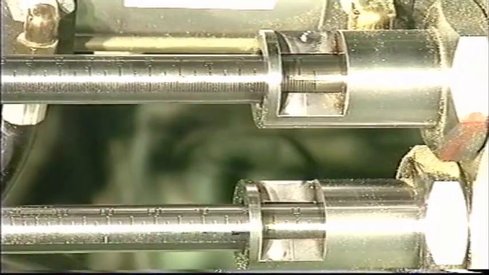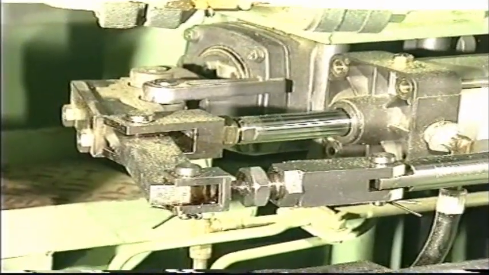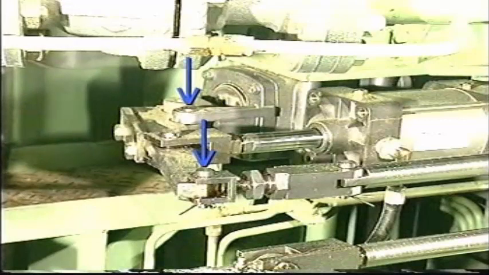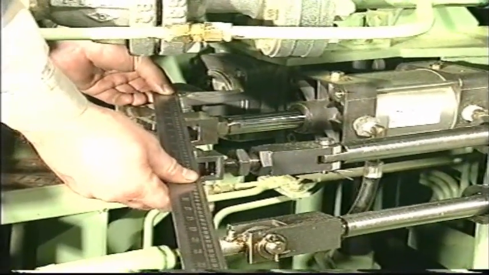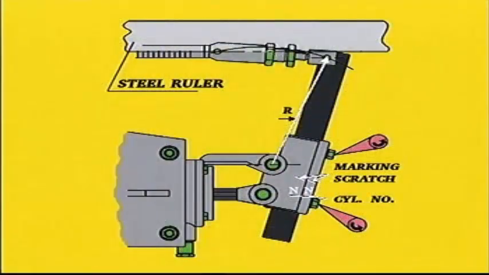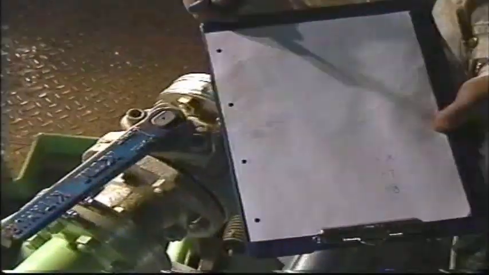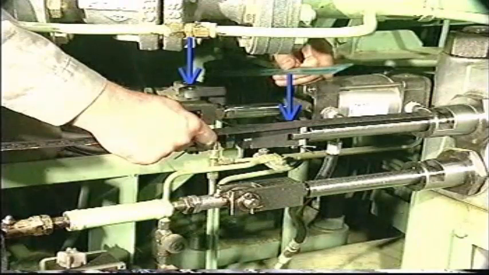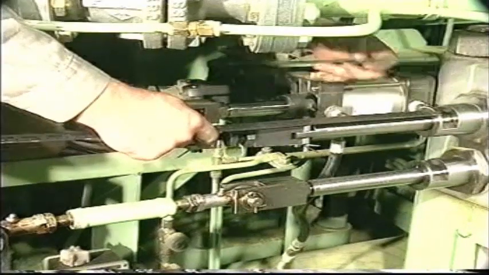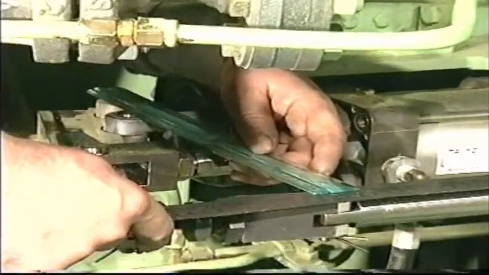Make sure that the VIT index is set at 0. Measure distance R between the two pivoting points. Note down the result. Measure distance L between the pivoting point and the center line of the VIT rack. Note down the result.